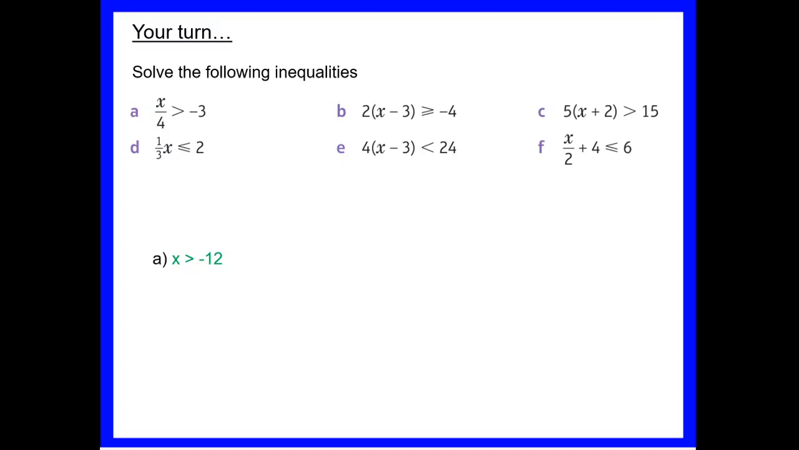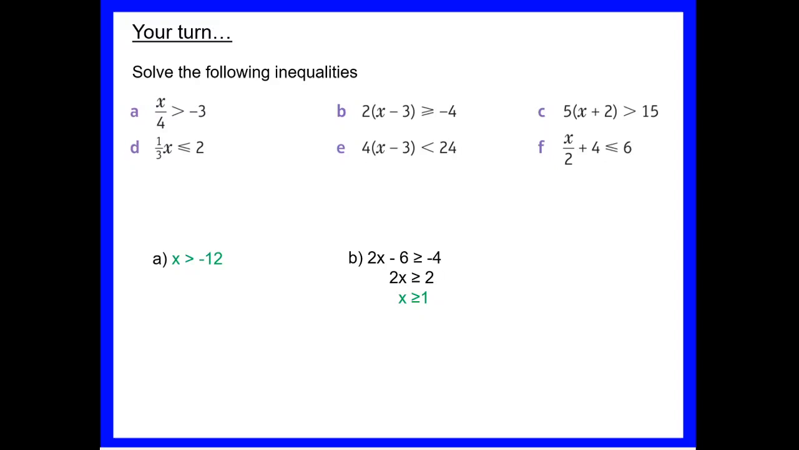For B, we've first got to multiply out the brackets, so we get 2x - 6. Then we're going to add 6 to both sides, and finally divide by 2. So we end up with 2x - 6 is greater than or equal to -4. We're adding 6 to both sides, so 2x is greater than or equal to 2, and dividing by 2 gives us x is greater than or equal to 1.